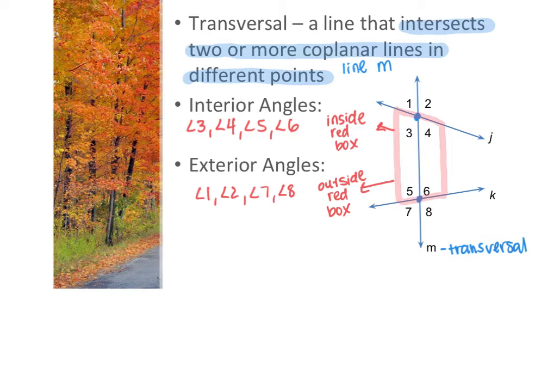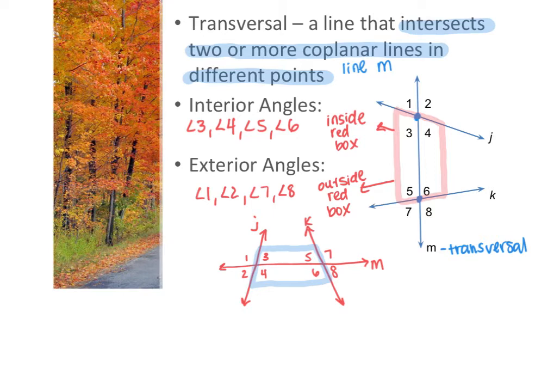Just to make sure that we've got this down, I want us to draw another set of transversals, so it can also be horizontal. Just draw a line here, another line here, and a line that goes through them. We'll label this line J, line K, line M. So we've got 1, 2, 3, 4, 5, 6, 7, 8. Our red box would go around the same angles: 3, 5, 6, and 4.